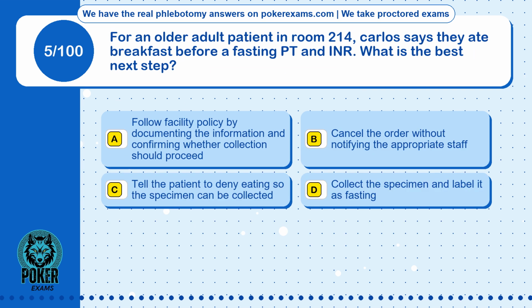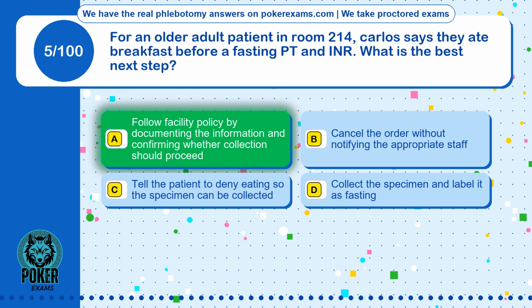Question 5. For an older adult patient in room 214, Carlos says they ate breakfast before a fasting patient and INR. What is the best next step? Option A. Follow facility policy by documenting the information and confirming whether collection should proceed. Option B. Cancel the order without notifying the appropriate staff. Option C. Tell the patient to deny eating so the specimen can be collected. Option D. Collect the specimen and label it as fasting.